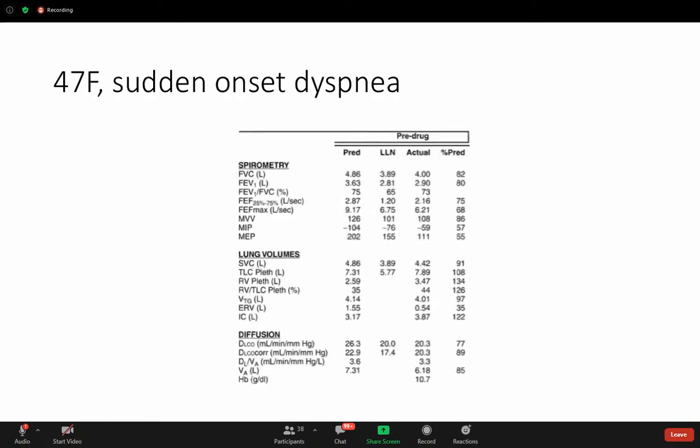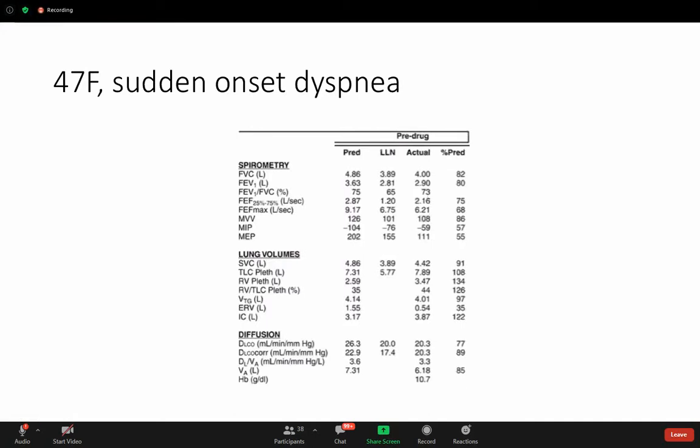Okay, how about this? 47-year-old, sudden onset dyspnea. First things to look at, guys: the ratio. I predicted 75, she had 73. Is this normal? Normal ratio, okay. And see, the lower limit of normal was 65, so she's 73. So normal. Okay, next.